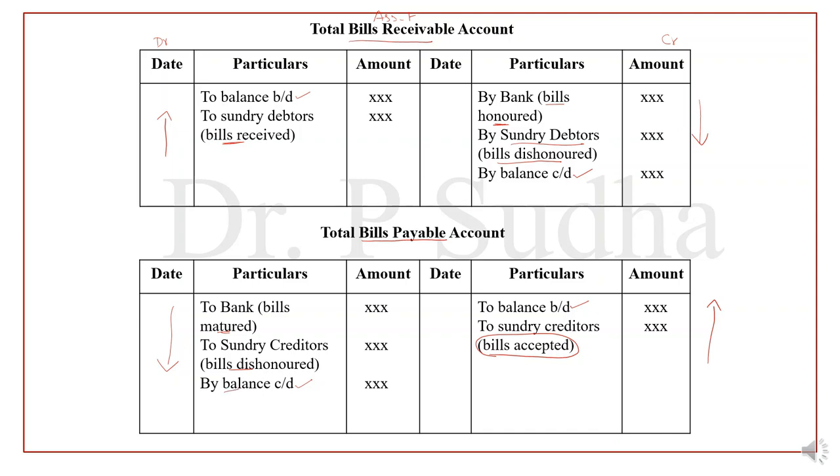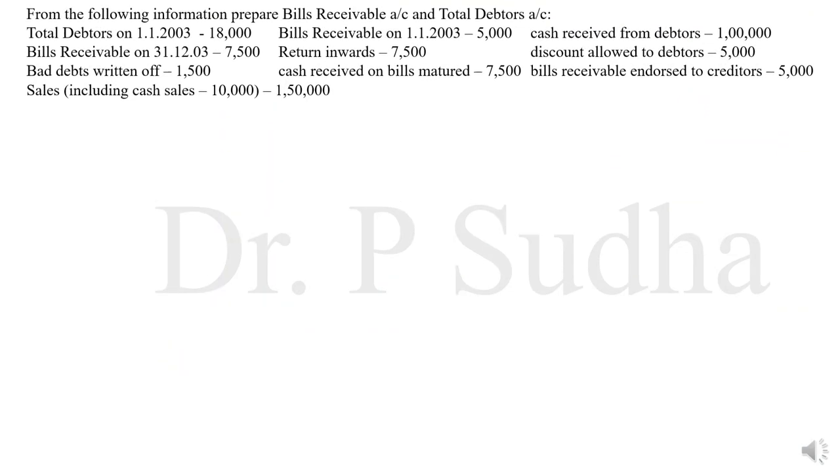Okay. So if the total bills receivable and total bills payable accepted is not there in the question, we will prepare bills receivable account and bills payable account. Okay, with this information, I think we can work out a few problems for a better understanding. This is the question that I have taken. From the following information, prepare bills receivable account and total debtors account.